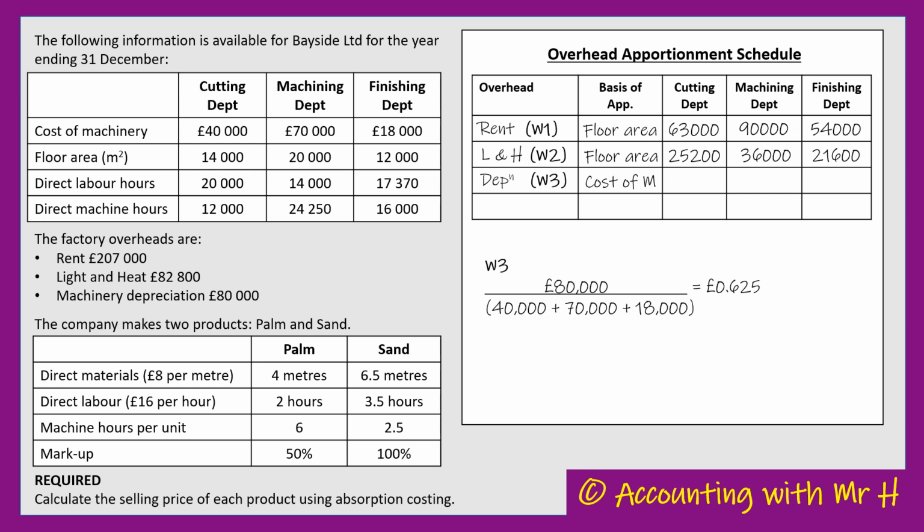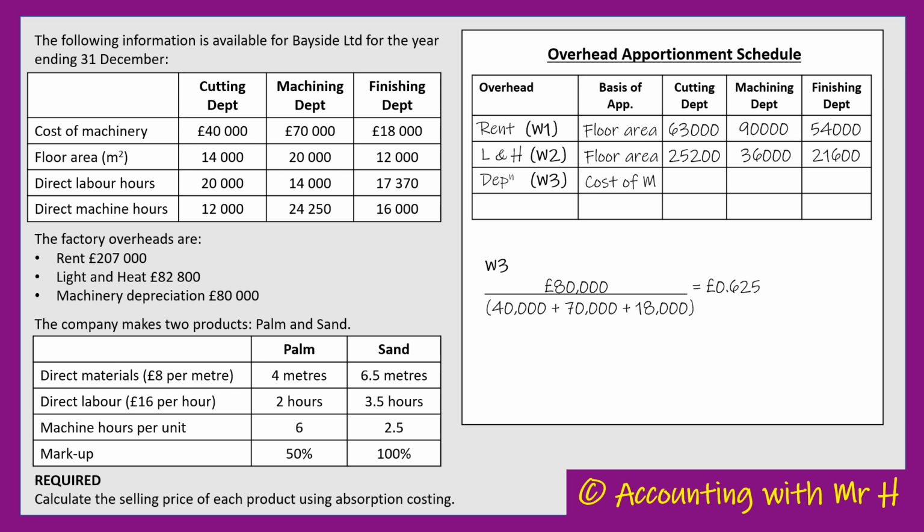Let's get it working up, there we go. And divide by, this time, the cost of machinery. So £40,000 is the cost of the machinery in the cutting department, 70,000 in machining and 18,000 in finishing. And you'll see that gives me then a rate of 62.5p. Sometimes in questions it does end up with a halfpenny. If it is a halfpenny, then leave it at the halfpenny because normally when you then multiply things back, it cancels itself out again. So 62.5p then, and let's put it back in.